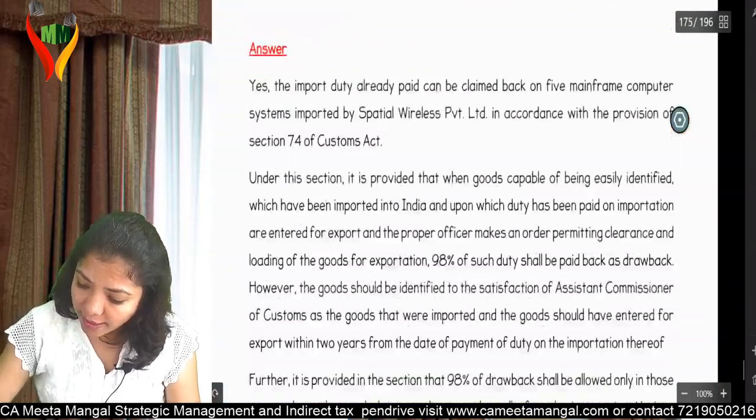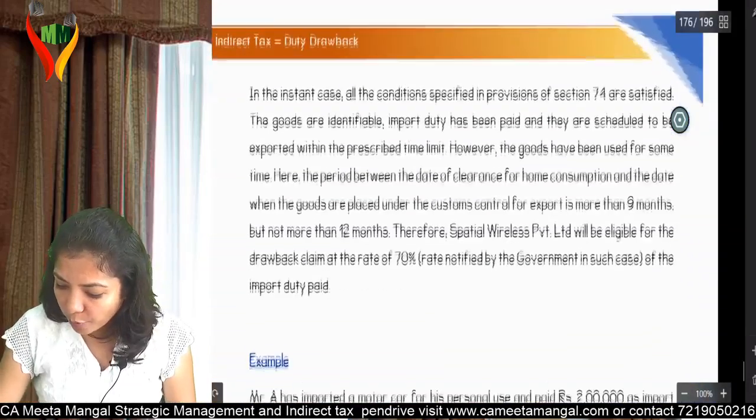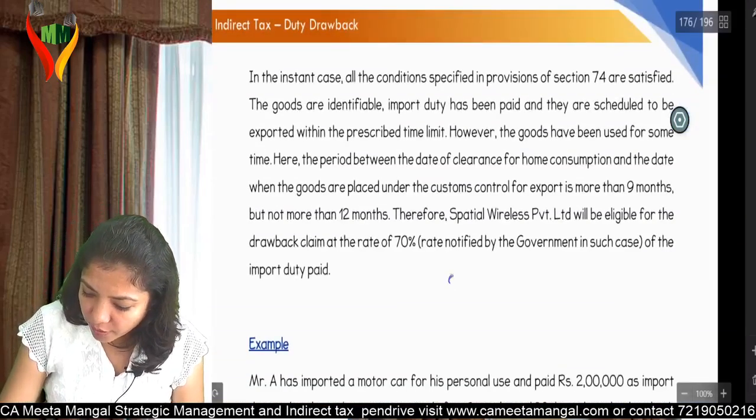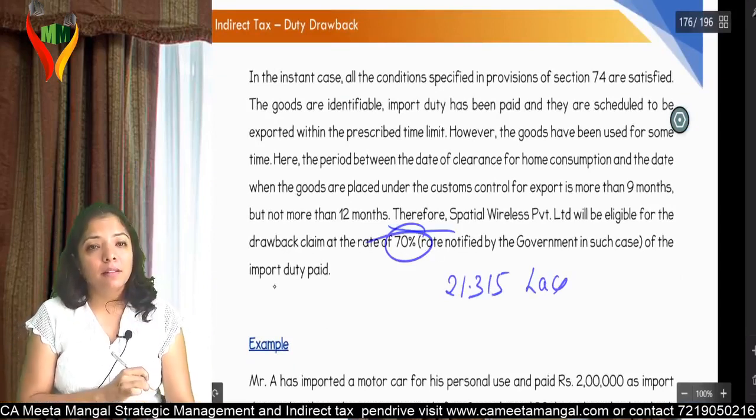70% drawback I will get. That means if I pay 30.45, 70% comes to 21.315. I'm eligible for 21.315 lakhs drawback. I hope you're with me. Am I clear?